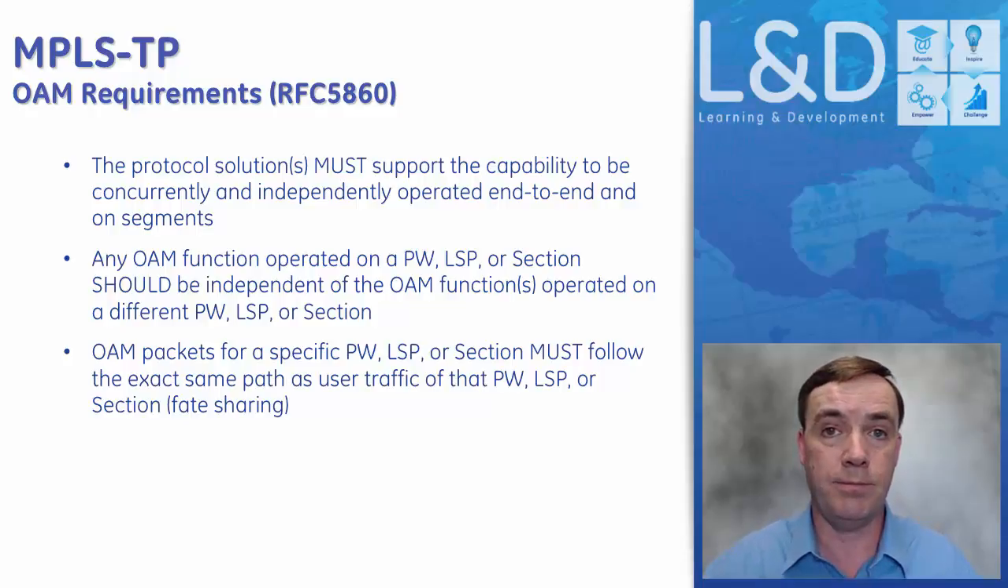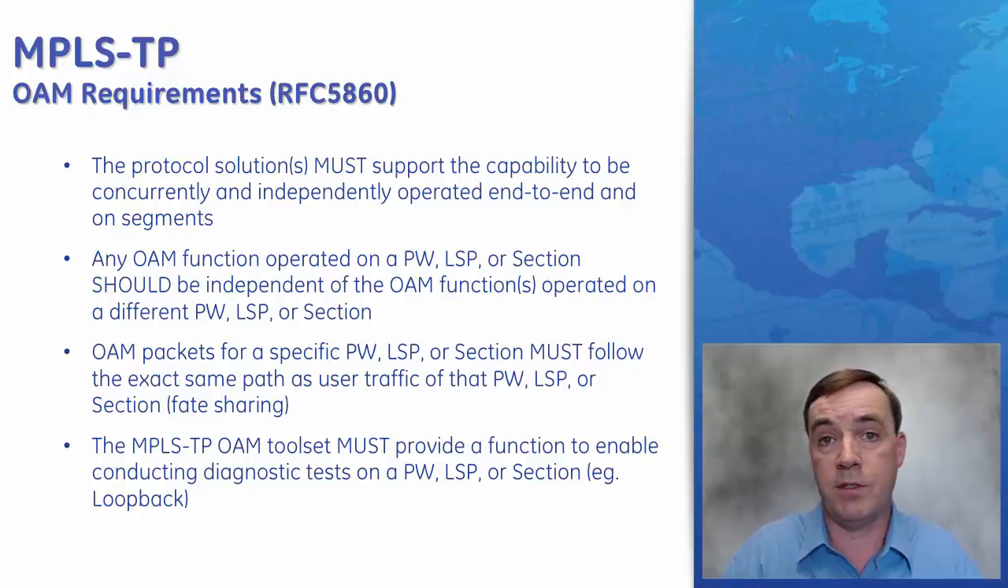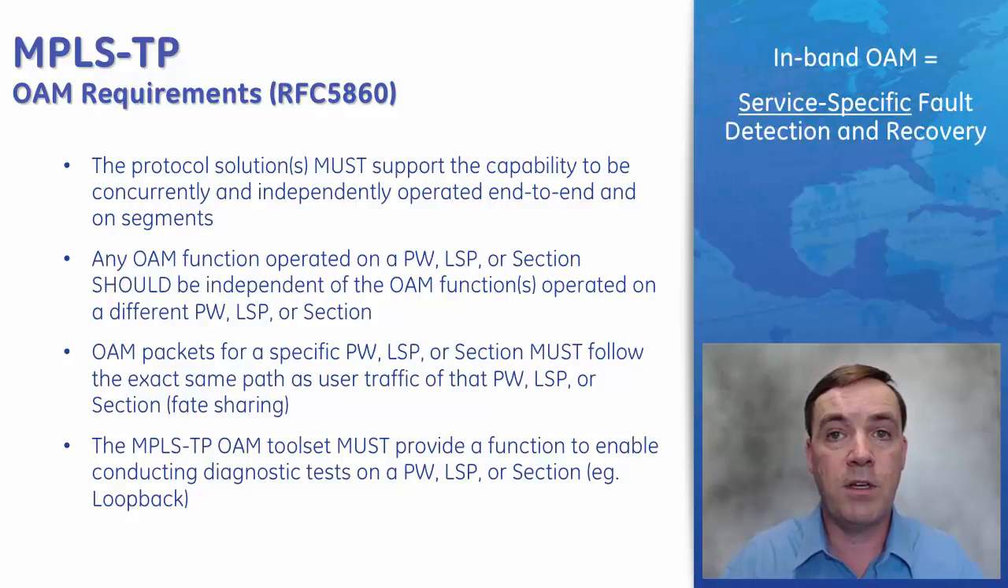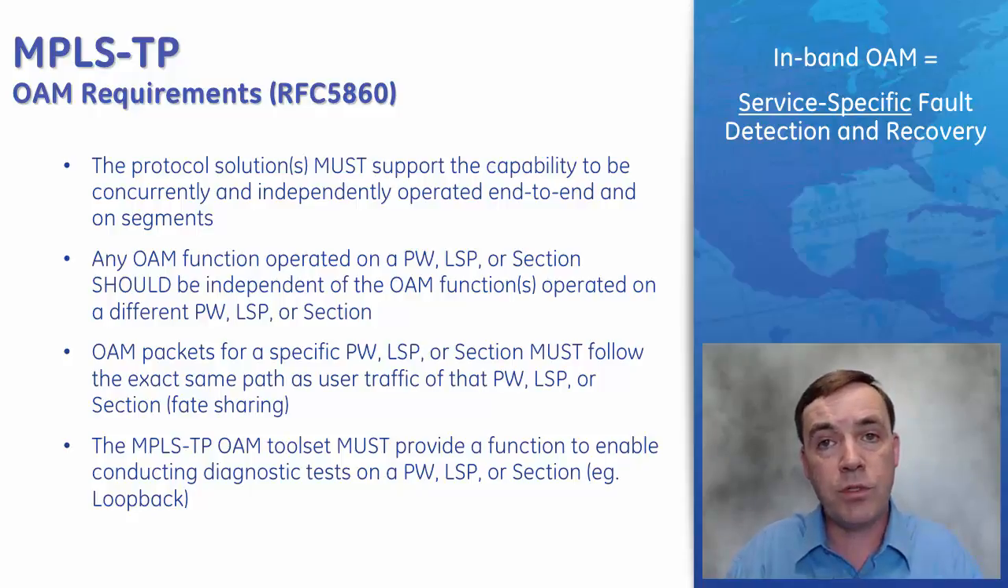This last statement basically says the feature capabilities of your OEM toolset has to have the ability to enable diagnostic tests on a pseudowire, LSP, or segment. So loopback would be one of the examples of this capability for this tool set. The key feature emphasized in the OEM requirements for 5860 is in-band OEM. What this means is you have now got service-specific fault detection and recovery. It's not something that's generalized. It's not something that's approximated. This is now OEM that can be tied to each individual service, LSP, or segment of an LSP.